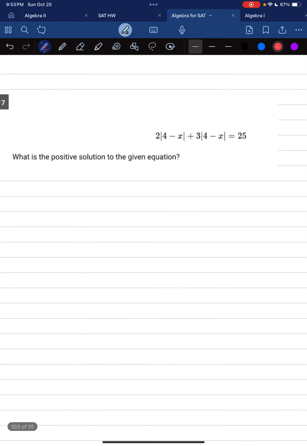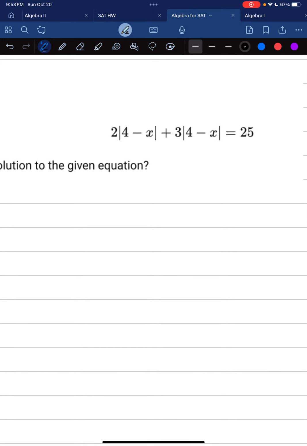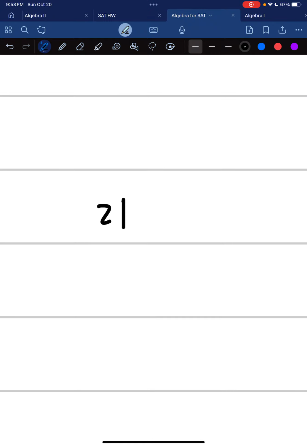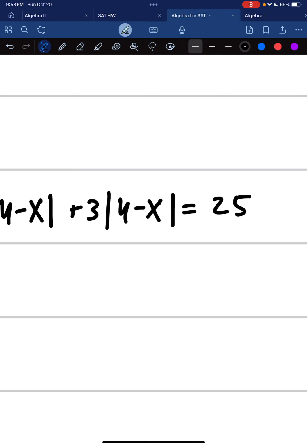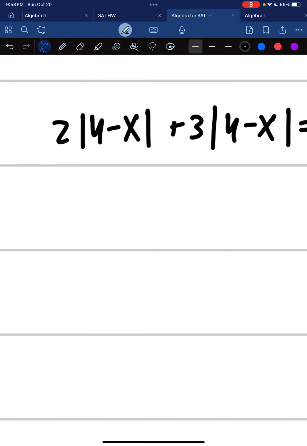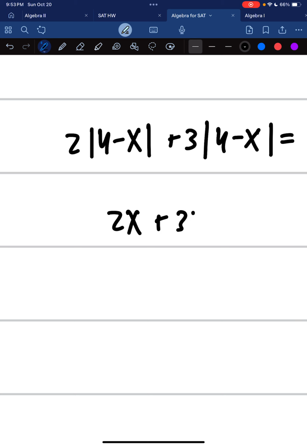Let's take a look at an example problem now from a practice SAT. So we have 2 times the absolute value of 4 minus x plus 3 times the absolute value of 4 minus x equals 25. So what we're going to do here is, just like if you add 2x plus 3x, you can turn that into 5x, right? Notice how both of these absolute value expressions are the same, right? 4 minus x and 4 minus x. So we can actually combine these two terms into 5 times the absolute value of 4 minus x.